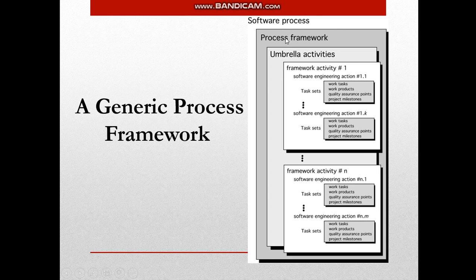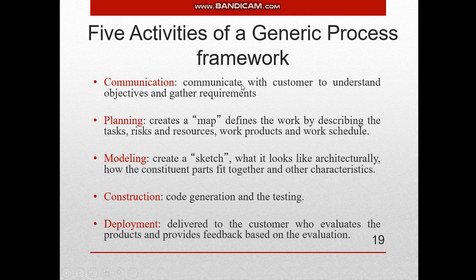We have the software processes, we have process framework activities, then we have umbrella activities. These are the sets of activities, like framework activities for so and so things for model 1, then so and so things for model 2, and so on. Let us study in detail what these five activities of the generic process framework are. The five activities include communication, planning, modeling, construction, and deployment.